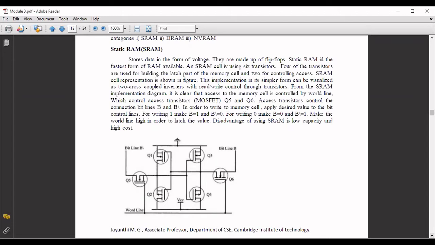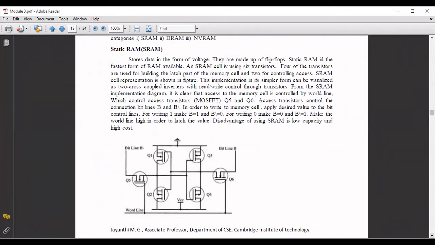The SRAM cell representation is shown in the diagram. This implementation in its simplest form can be visualized as 2 cross-coupled inverters with read-write control through the transistors. It is controlled by the word line, which controls the access transistors MOSFET Q5 and Q6. You can see here Q5 and Q6 are both connected to the word line, acting as control transistors.